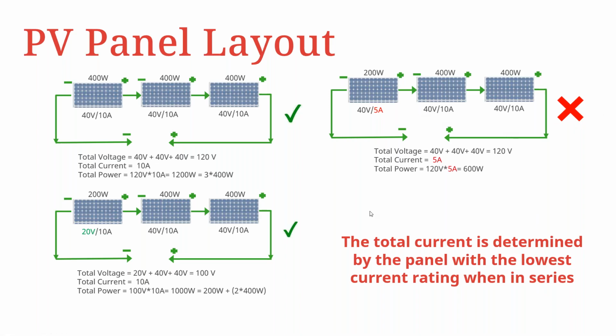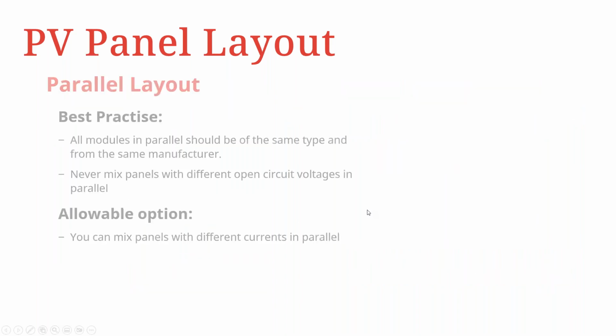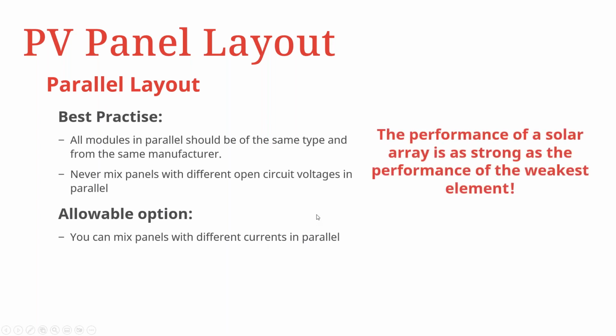Good. So let's continue to the parallel layout of panels. For parallel layout, for best practice, all modules in parallel should be of the same type and from the same manufacturer. Please never mix panels with different open circuit voltages in parallel. An allowable option is that you can mix panels with different currents in parallel. So, in summary, the performance of a solar array is as strong as the performance of the weakest element, just as stated before. So let's now look at illustrations to buttress this fact.